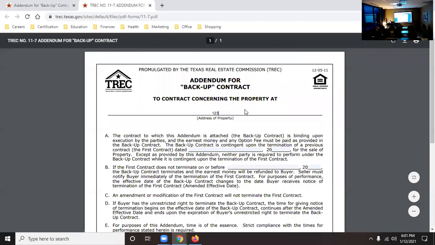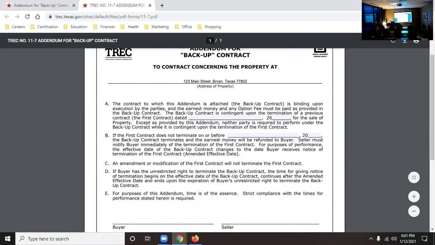So, going to that, we'll pop this over here. Again, you always put in the property, 123 Main Street. This is the address of the property, okay? So you put it in here, 77802. And as you notice here, the backup contract is contingent on the termination of a previous contract, the first contract that is dated, and of course you would enter the date. So we would say January 12th, 2021, okay? For the sale of property, blah, blah, blah, blah, is the first contract. And again, this is the dated part in regards to when it was accepted.